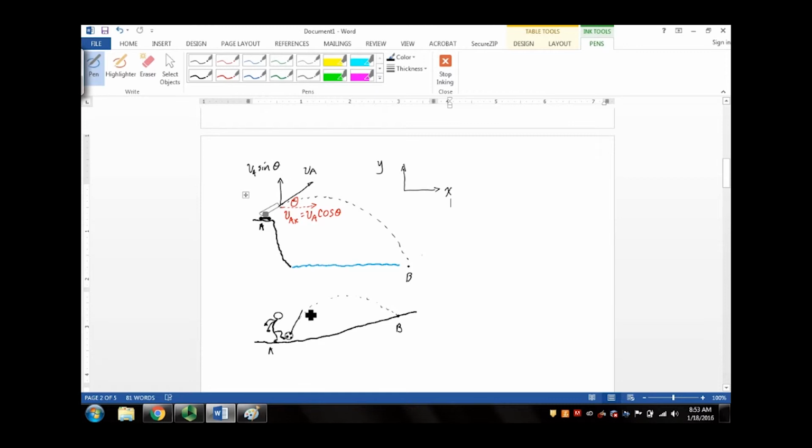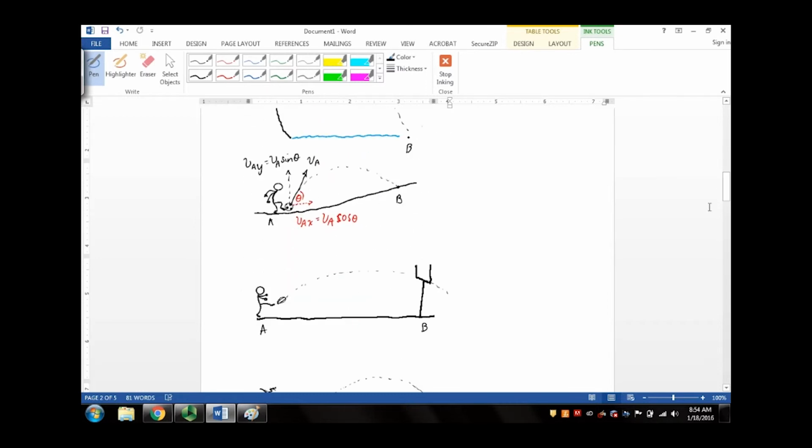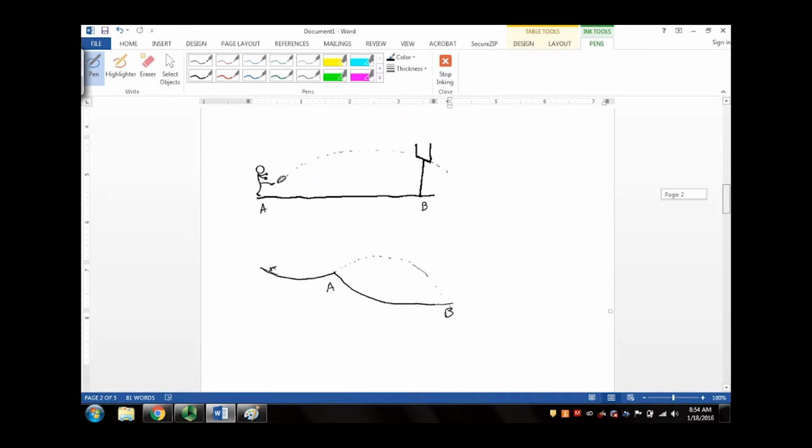Likewise, that's the initial velocity, and its x component is again VAX, which is VA cosine theta, and the y component would be VAY, VA sine theta. And we continue this for all the problems.